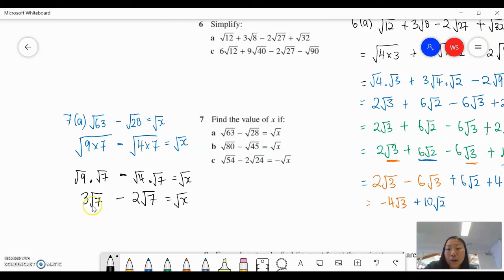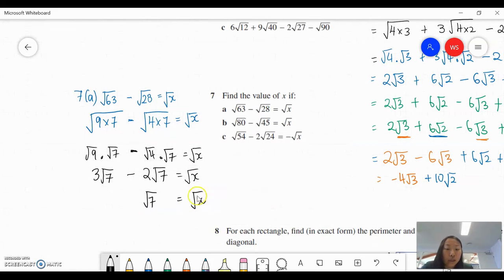Right, so now that we have our like surds out, we can then begin to subtract. So subtracting the groups. So there are 3 groups over here minus 2 groups. That gives us just 1 group. So it's just square root of 7 equals square root of x. So therefore, you can see x is equal to 7. So x is on the inside of your square root. So therefore, your answer is not square root of 7, but your answer is x equals 7, right? So just quoting that number that's within your square root itself.